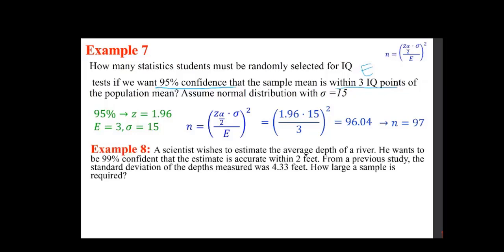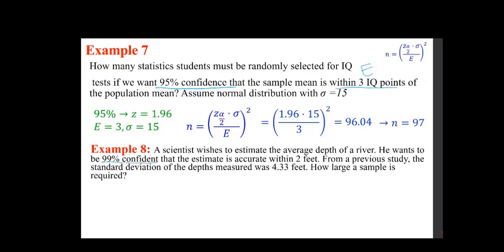The scientist wishes to estimate the average depth of a river. He wants to be 99% confident that the estimate is accurate within 2 feet. From a previous study, the standard deviation of the depths measured was 4.33 feet. How large a sample is required?